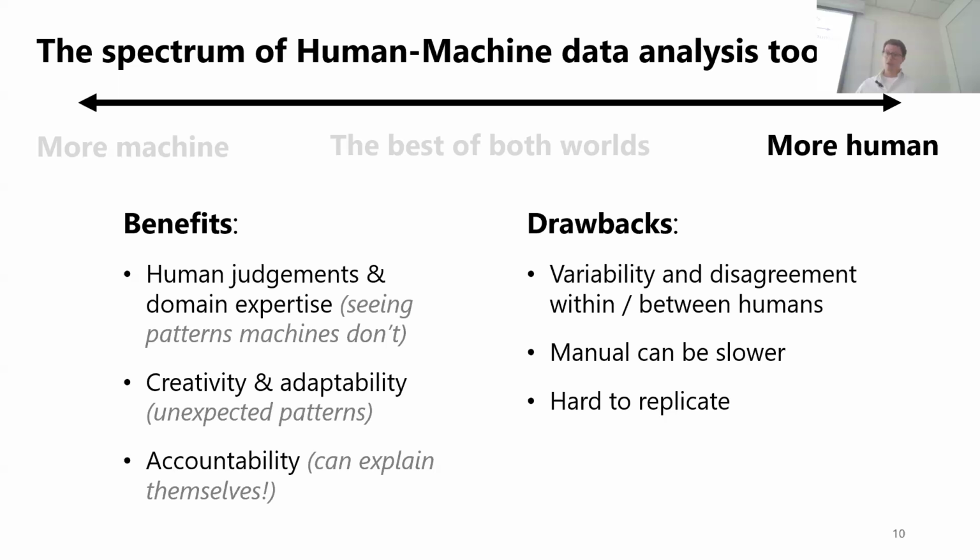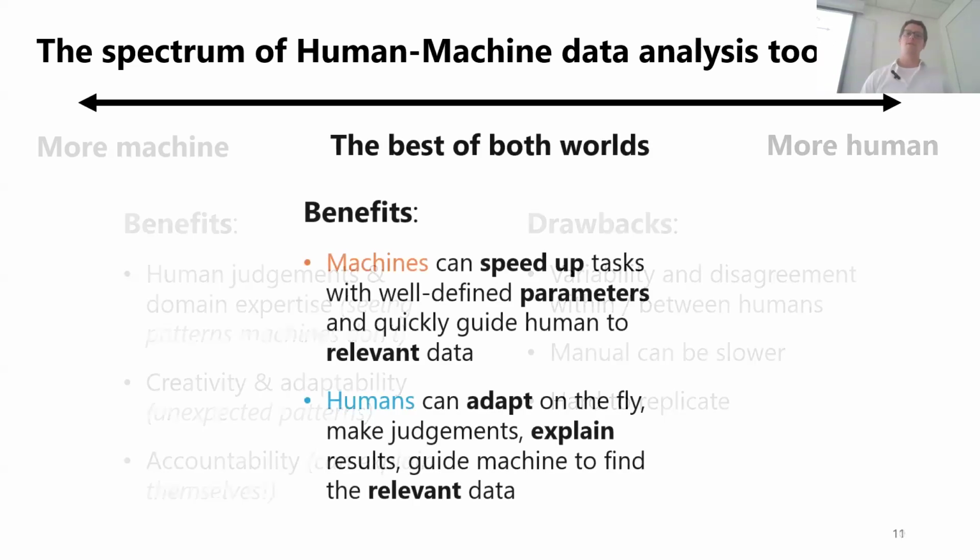But on the other side, you have human-driven analysis. And these are those classic strengths I mentioned. Humans are able to make judgments, apply their domain expertise, and be creative and adaptable when they see things they didn't expect. And then also, we may not be the best at it, but we can explain ourselves and say why we did what we did. And yet that makes us really fickle, and there's usually disagreement between humans. We can be very slow, and it can be hard to replicate exactly what our process was.